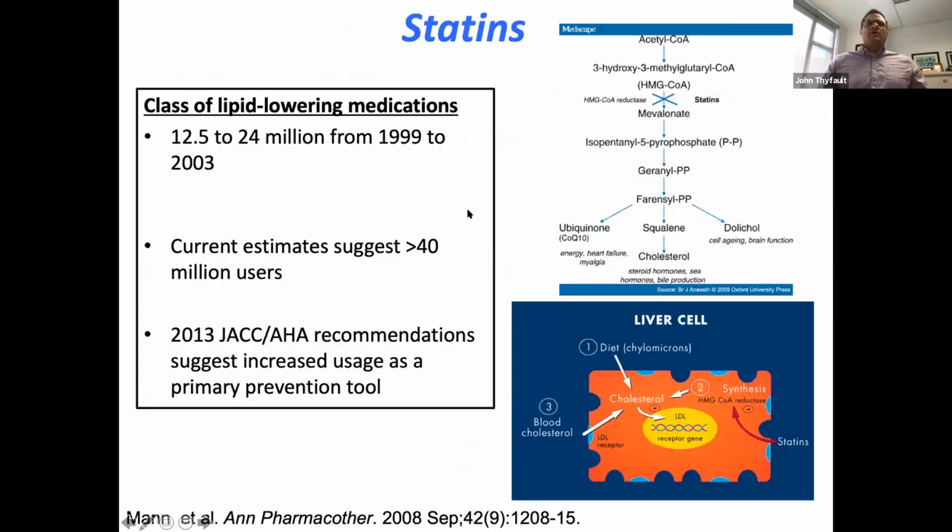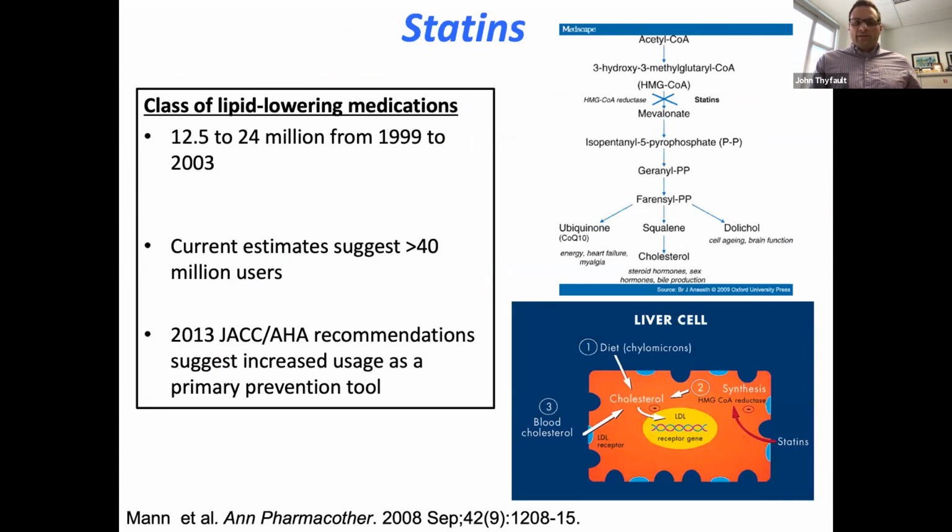There we go. So statins are, of course, a class of lipid-lowering medications. In 1999, about 12.5 million people took these medications. By 2003, it was double that. It's now estimated that there are more than 40 million users worldwide. And in 2013, the American College of Cardiology and the American Heart Association came out with recommendations that would even greatly increase the amount of statin use.